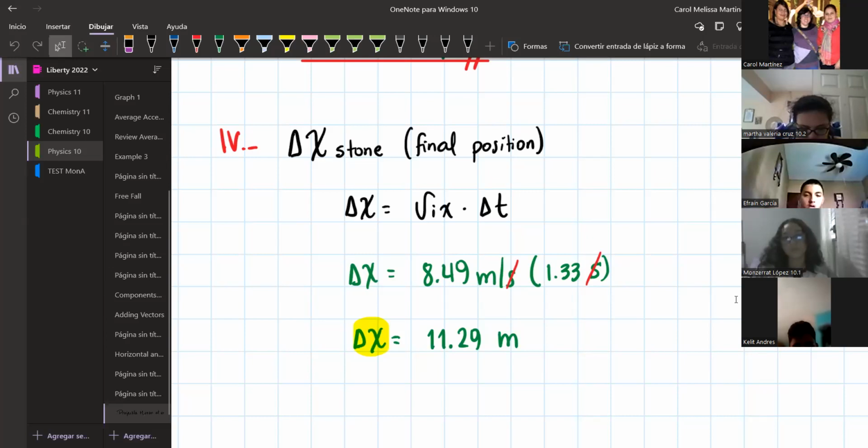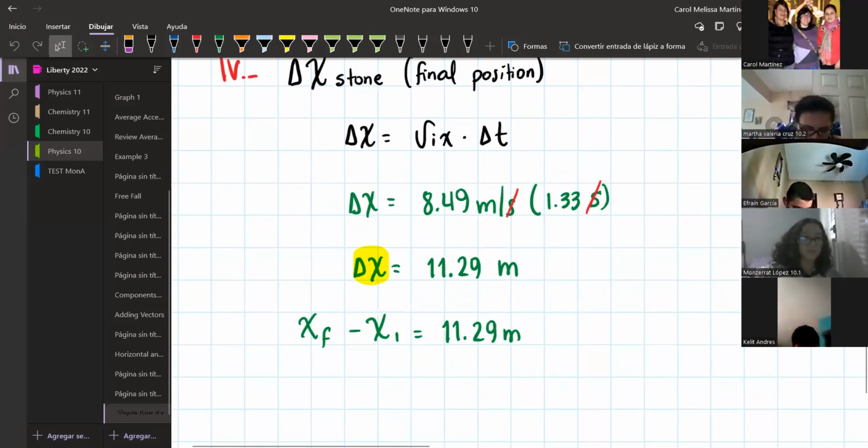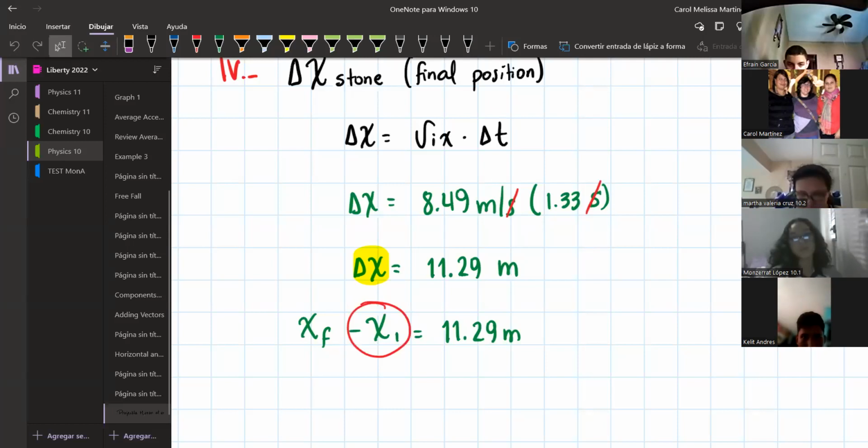Okay, now from this, we are going to write the definition of delta X. Delta X is final position minus initial position. Okay, that is the definition of delta X. Final minus initial. And I'm looking for the final position. So that means that this initial position is going to go to the other side. It was subtracting, so it goes to the other side to add.